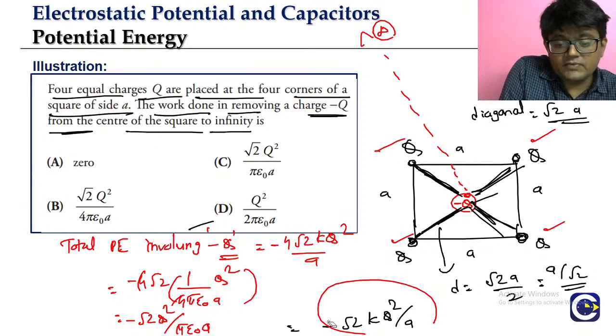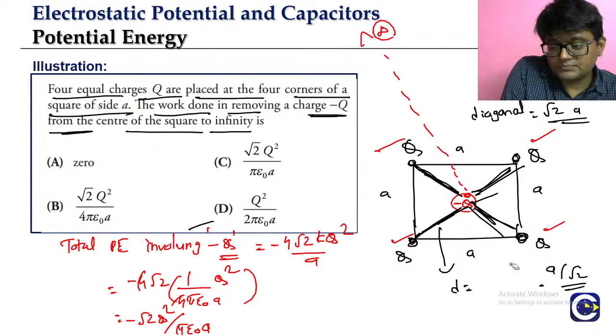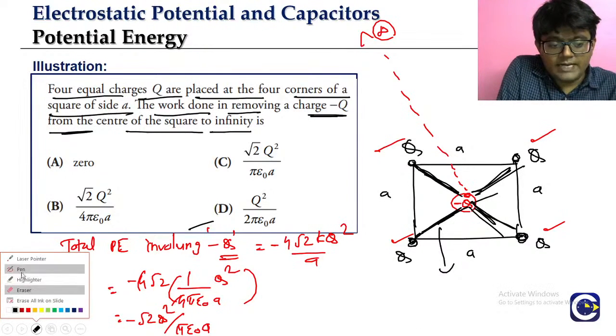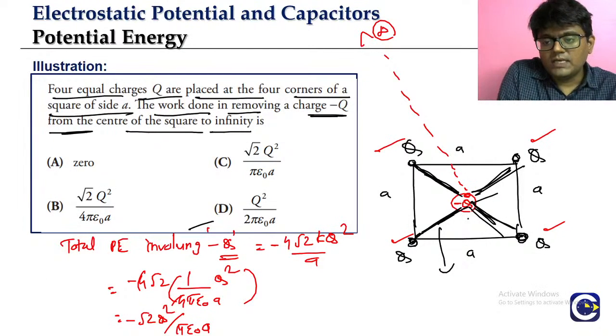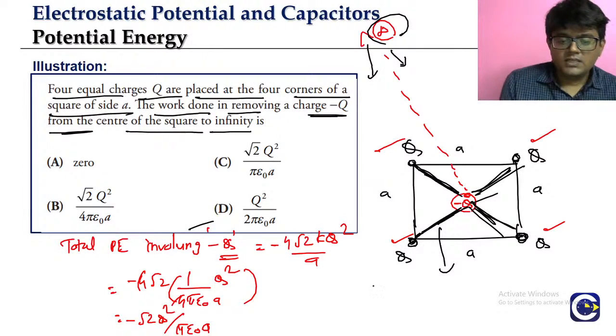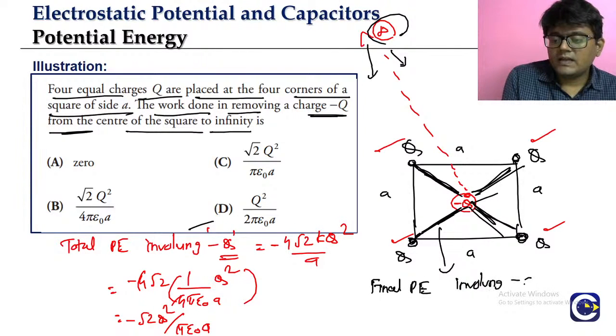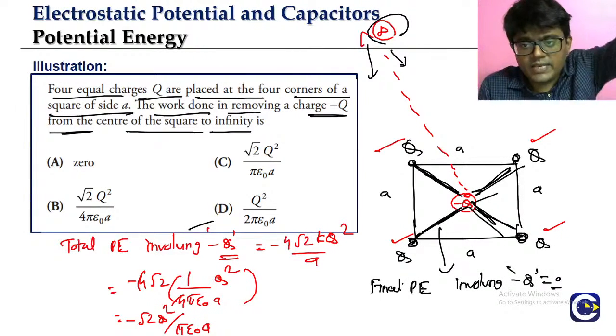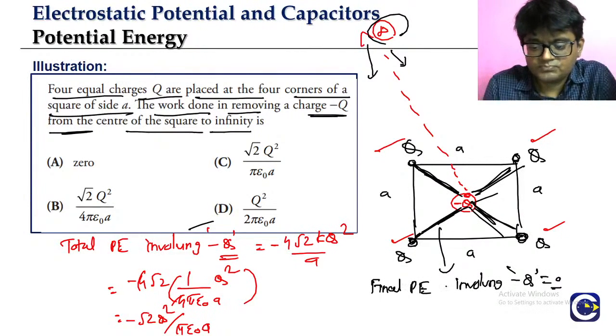Minus q அங்கலேருந்து எடுத்துட்டு we are taking it to infinity, means what? நம்ம infinity கிட்ட எடுத்துட்டு போனா then the minus q will not be interacting with any of these charges. There will be no interaction, right? Means the final potential energy involving minus q will be 0. எதனால? Because the minus q is going and sitting at infinity, so interaction இருக்காது.